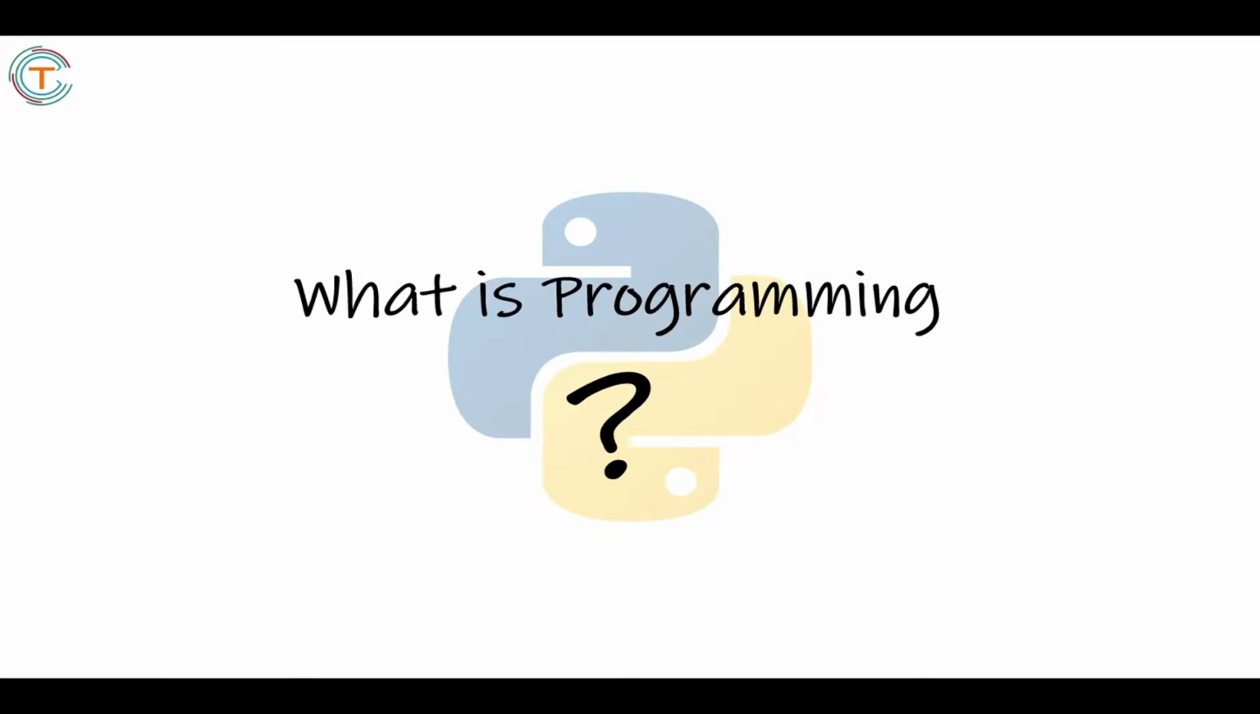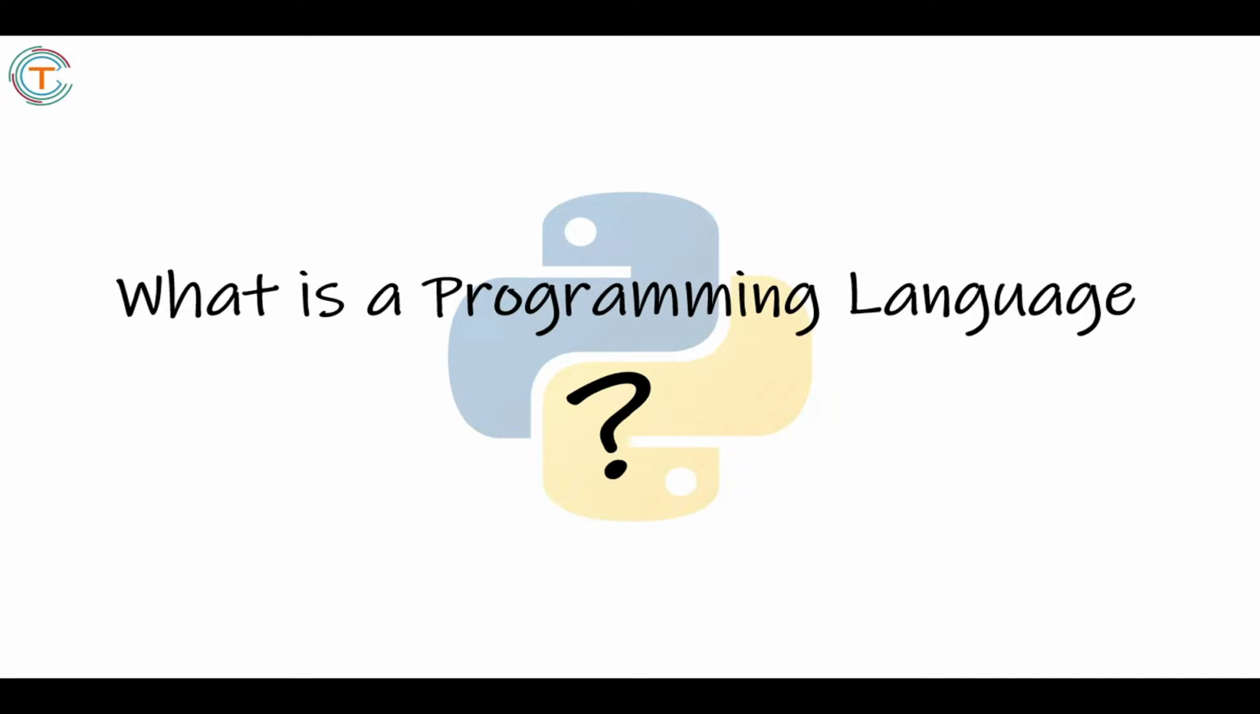So basically, what is programming? Programming is defined as a set of instructions fed to a computer to perform particular tasks. For feeding instructions to a computer, you need a language. So here comes the concept of a programming language. What is a programming language? As we have already discussed, a set of instructions fed to a computer to perform a particular task or to perform certain actions is simply known as programming.